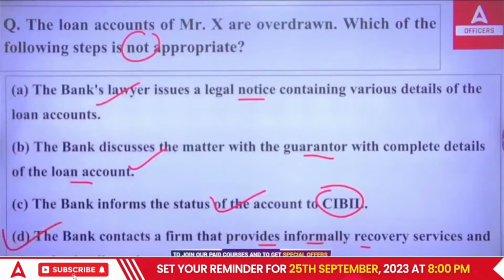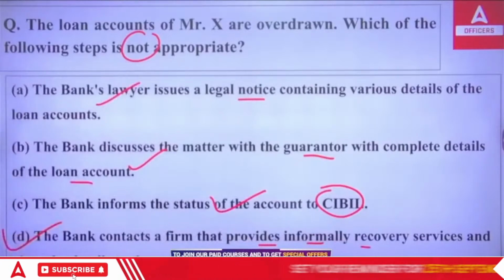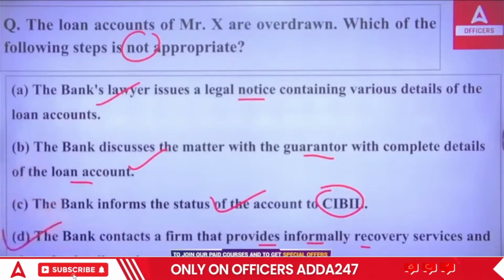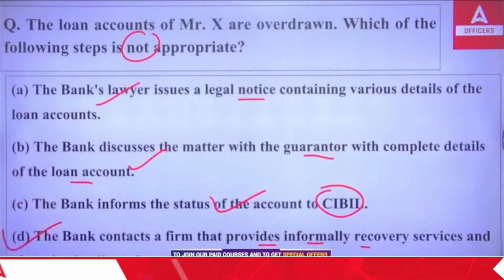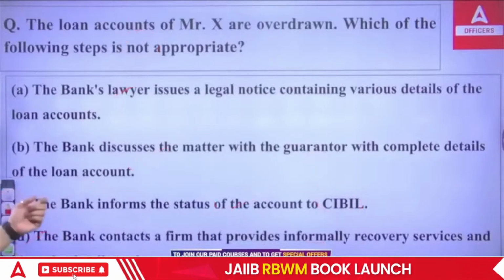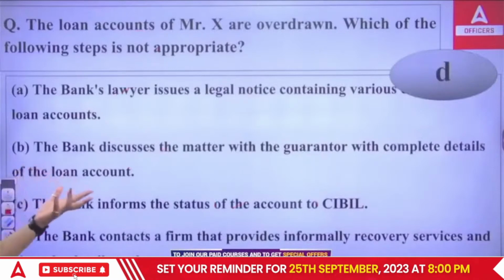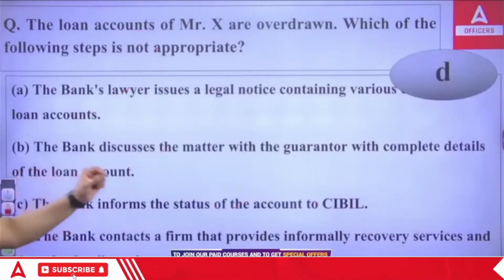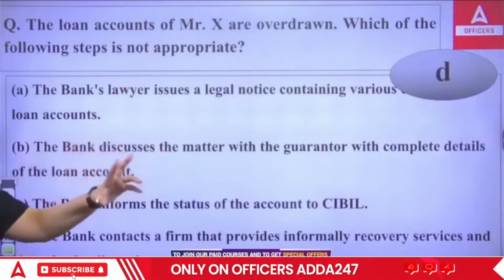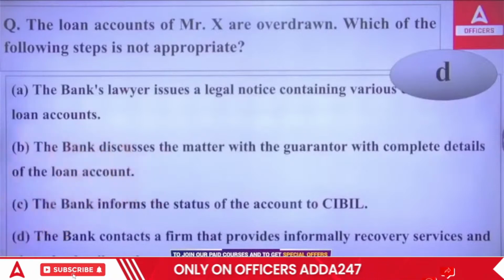The bank contacts a firm that provides informal recovery service and gives the details to them. This cannot be done. This is not a professional way to overcome this issue of overdrawn amount in the loan account. So the right answer will be option D. It is not an appropriate step that can be taken by the bank. You can't do that informally. You have to follow the formal rules, regulations, guidelines, and standard norms.